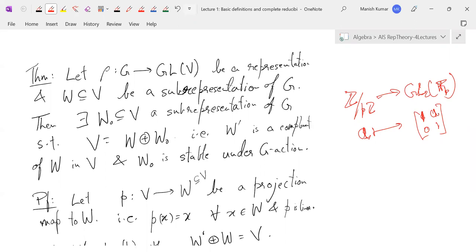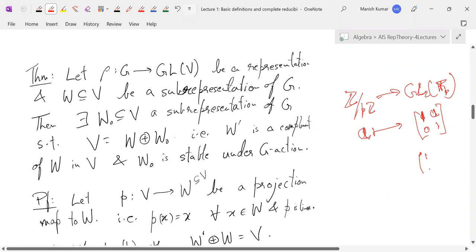And so this is a two-dimensional representation. Now I have to give you a sub-representation. So it's (0, something, star). So maybe the vector space spanned by (1, 0).